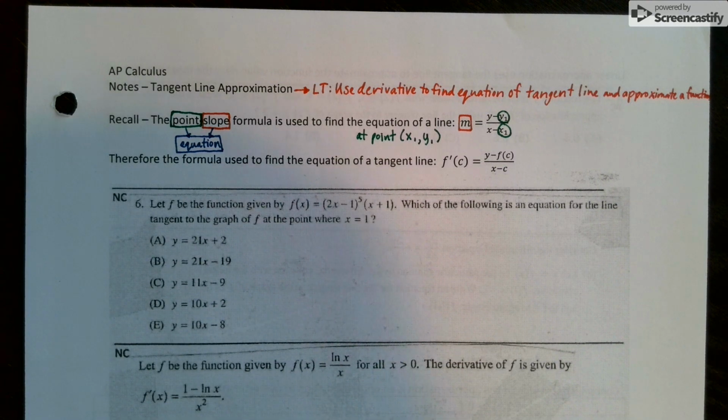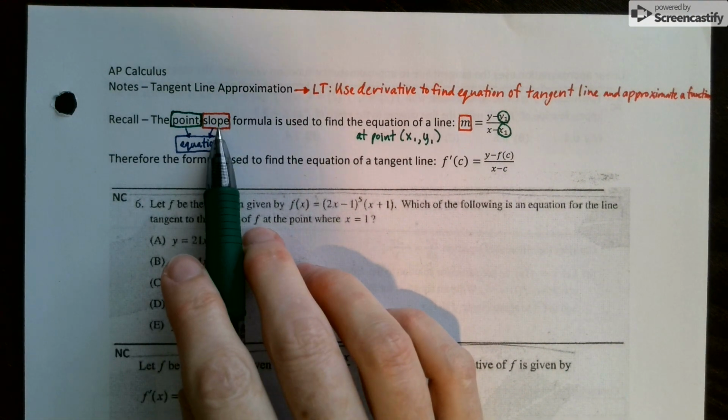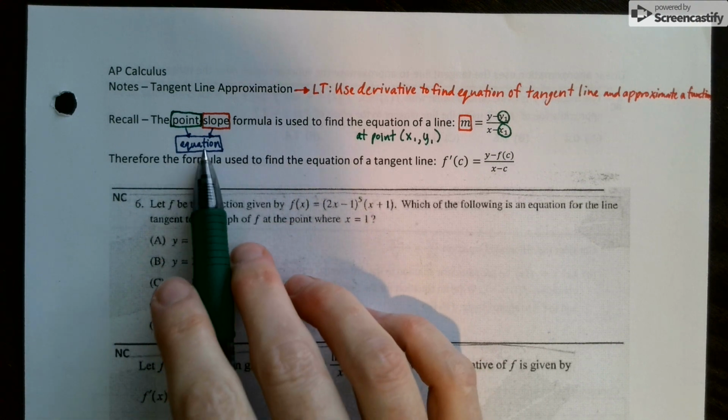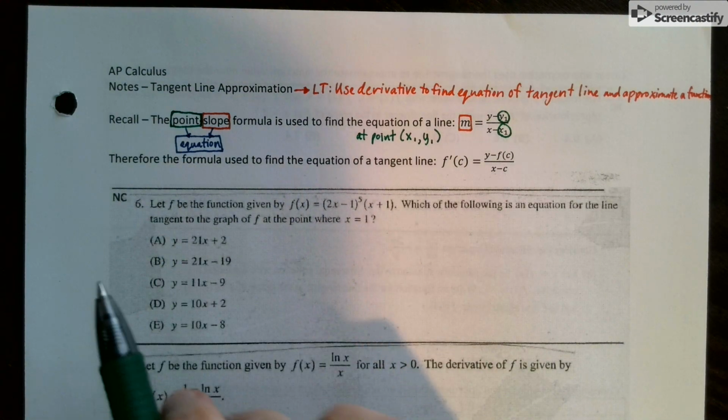You may remember from algebra that we need two things to come up with a linear equation, and those two things are point and slope. And if we put those together, we're going to use the point-slope formula to determine the linear equation.